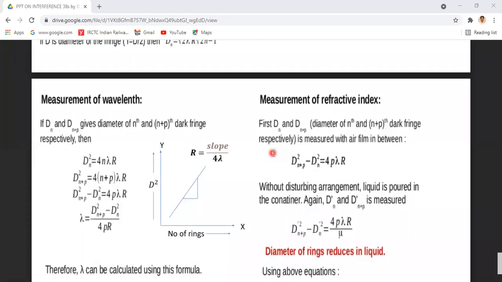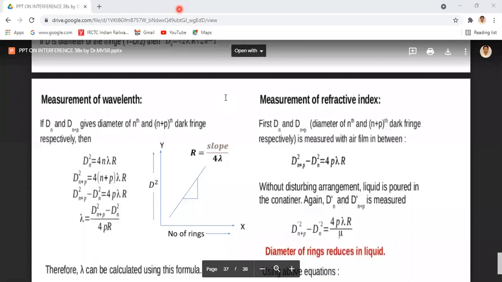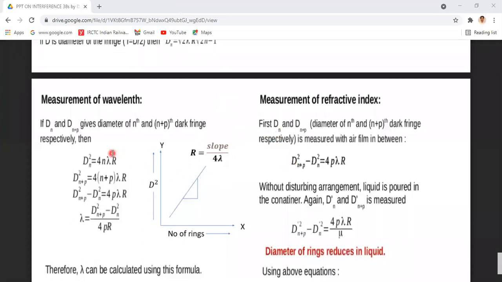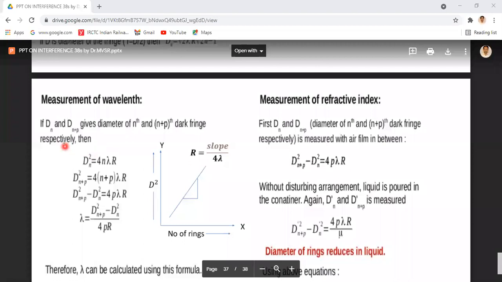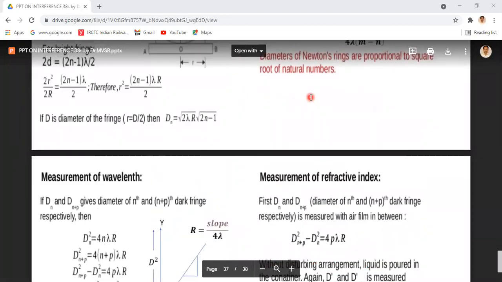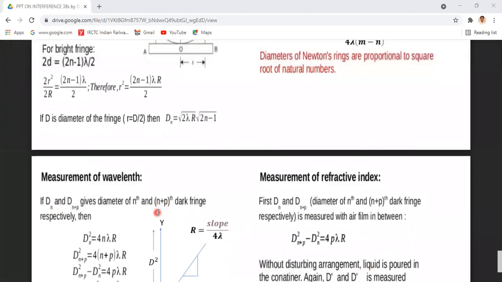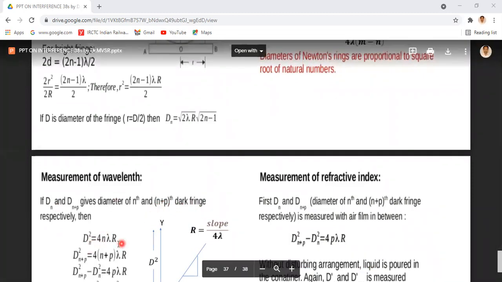Yes sir. Look at these also once; I will explain these to you as well. Is it clear until now? Yes sir. Okay, Dm and Dn and Dn plus p: I said that Dm and Dn are the diameter of the mth ring and the diameter of the nth ring. So for the measurement of wavelength, here I take the diameter of the nth ring and the diameter of the n plus p ring. So if Dn and Dn plus p give the diameters of the nth ring and the n plus p ring, that is, dark rings respectively, then d square n is equal to this condition.